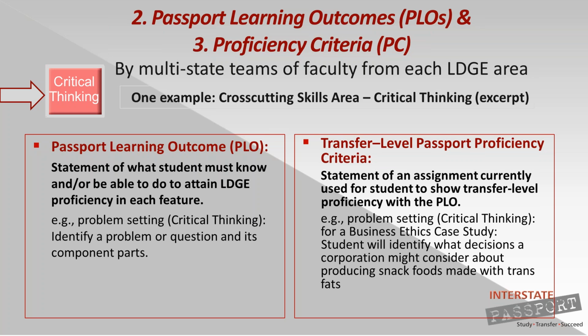In this case, the illustration is an assignment from a business ethics class, in which an instructor has chosen to have the students complete a case study of business ethics in which the student identifies decisions that corporations make about their production of snack foods made with fats. So that's the difference, or the relationship between learning outcomes and proficiency criteria.